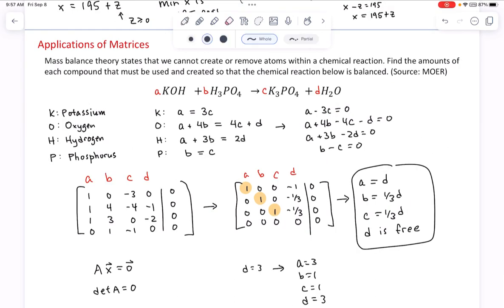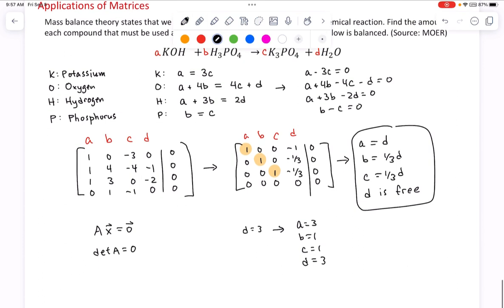So 3 of this compound plus 1 of this compound produces 1 of this compound and 3 water molecules. And this would be balanced. No atoms would be lost or gained in that process. And then we can scale these numbers by any amount. So if, for example, we double all these numbers, that would correspond to D being 6. So if D was 6, then that would mean that A is also 6, B is going to be 2, C is going to be 2, and D will be 6.